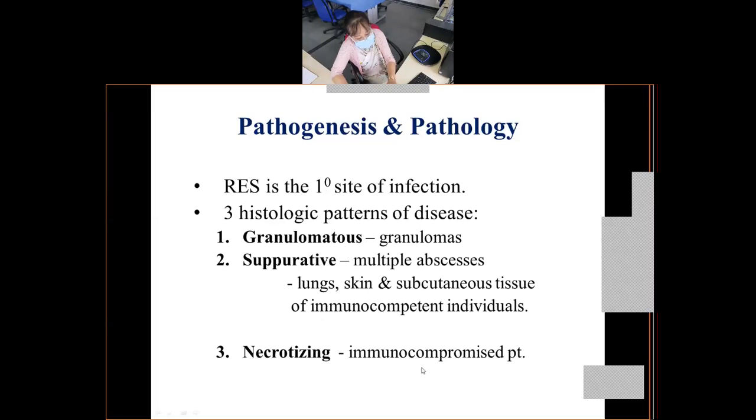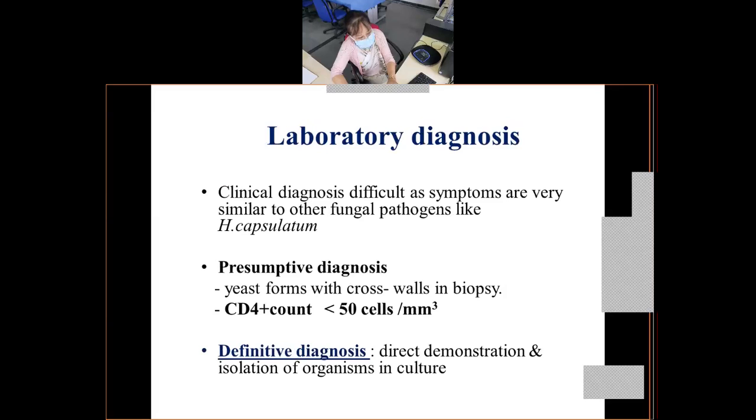Then you can have a necrotizing type of disease, which you will be observing in immunocompromised patients. The clinical diagnosis is difficult, because when you look at the clinical manifestations, they are very similar to what you observe in the case of Histoplasma capsulatum. This, if you remember, is again one of the dimorphic fungi.